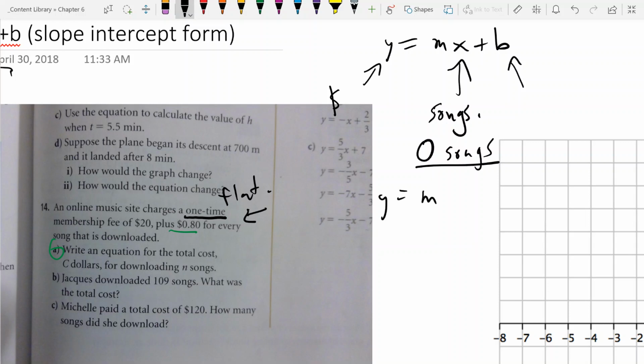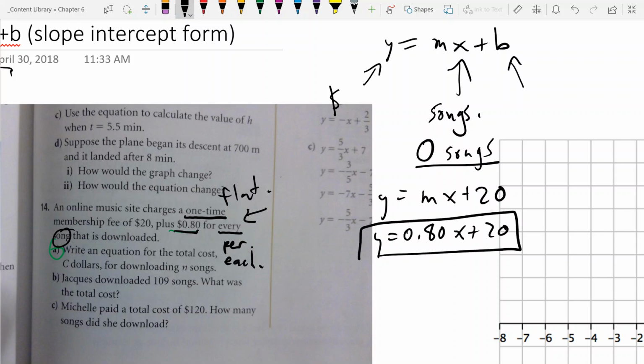So in my equation, I'm going to write the $20 as my flat fee right there. Now I need to figure out the slope. The clue for the slope is whenever it says a number like 80 cents, and it says for every, or per, or each, that means it's going to be multiplied by whatever the x value is. That number is your slope. So that ends up being our equation for the final answer: y equals 80 cents, or 0.8x, plus the $20 initial fee. That's how we find the equation.